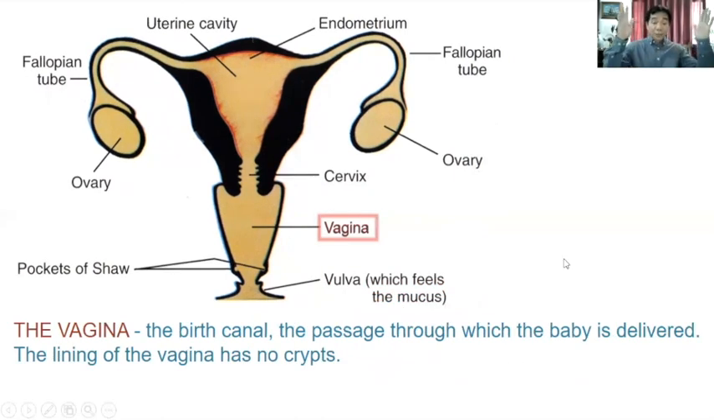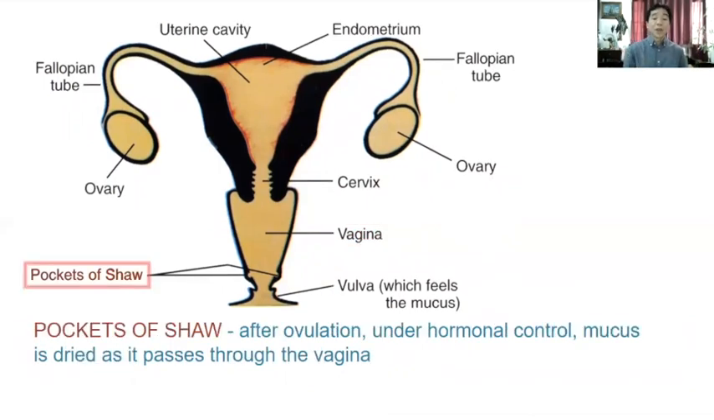Now, what is the function of the vagina? The birth canal, the passage through which the baby is delivered. The lining of the vagina has no crypts, meaning no capability of producing mucus. Only cervix can produce mucus because of the presence of the crypts. And then you have the pockets of Shaw, located sa left at saka sa right.